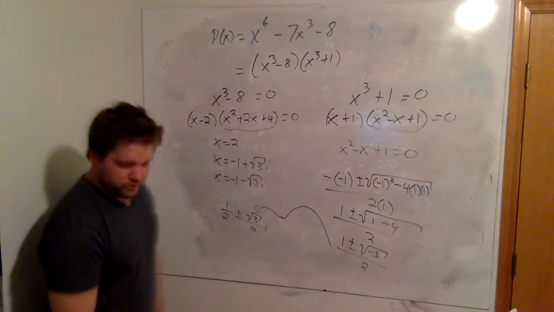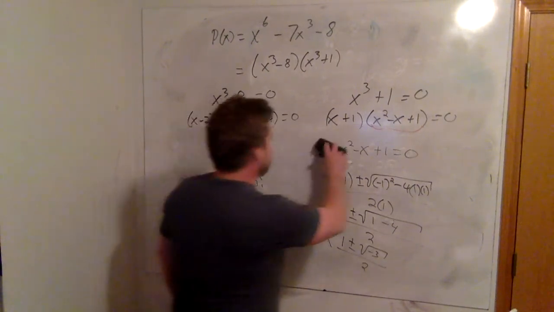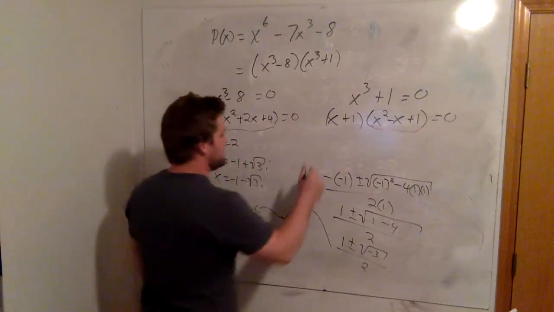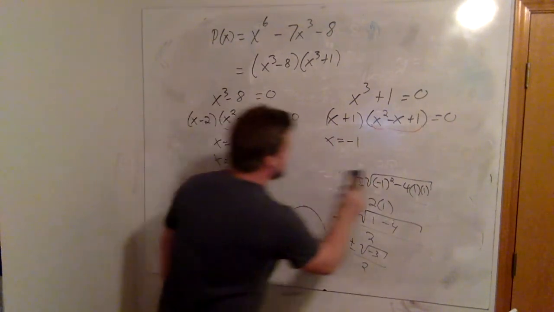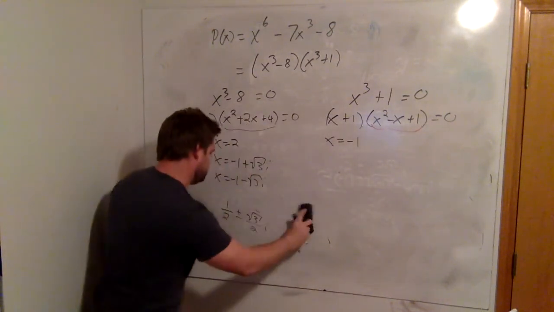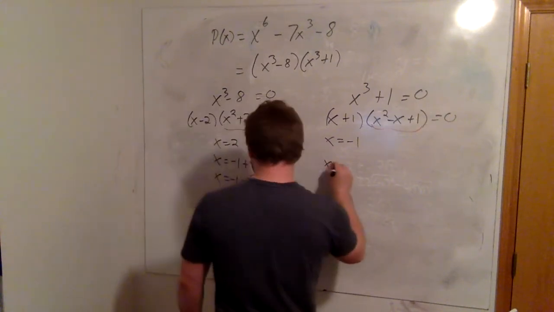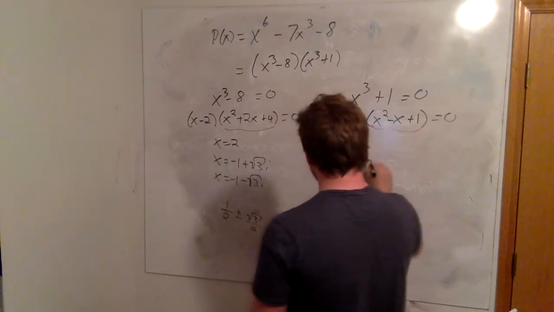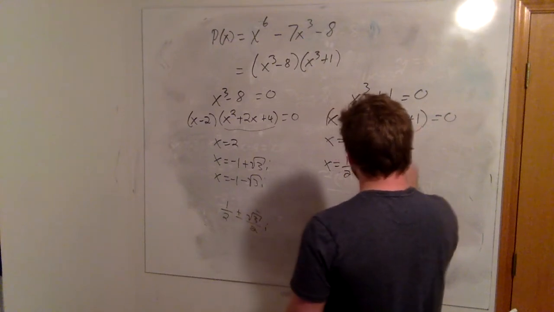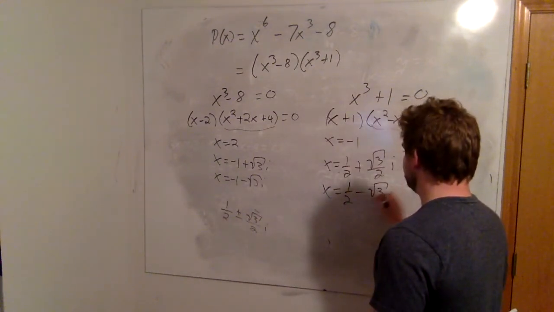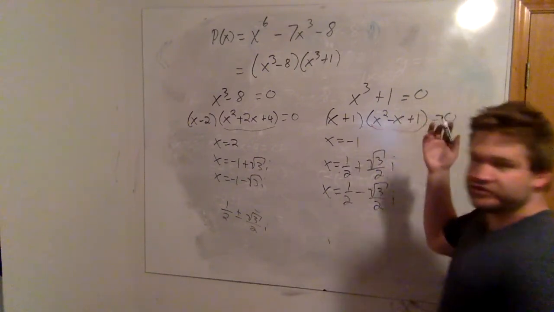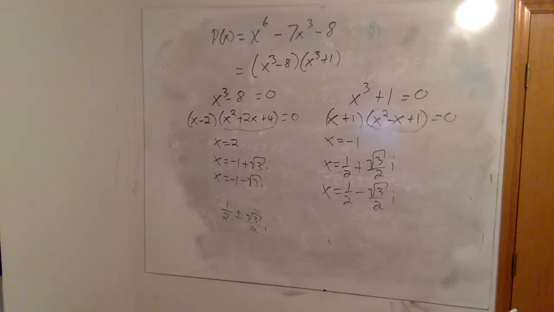Okay, so we have all our roots. For this one, we have that x equals negative 1 as a root. We have x equal to 1/2 plus the square root of 3 over 2 i as a root, and x equal to 1/2 minus the square root of 3 over 2 i. So we have 6 roots. We found them all. Beautiful.